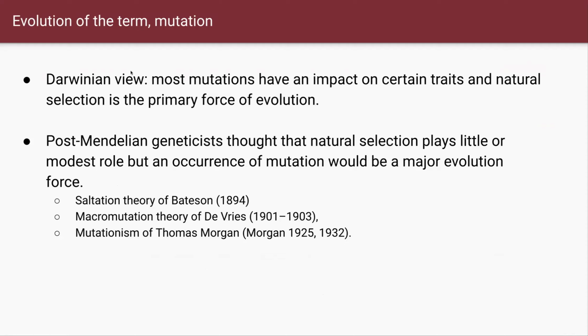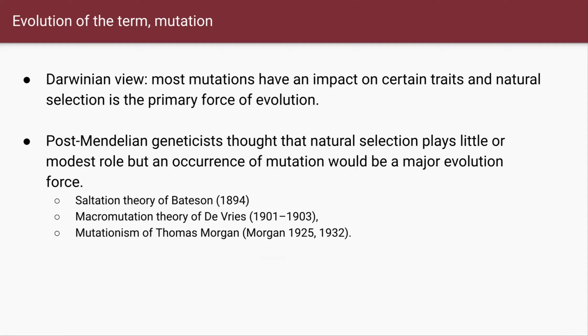And those Darwinians thought that mutations do something to the traits, but they believed that natural selection is the primary force of evolution. So whatever mutations can still have an impact on phenotype, given the large variance of traits in a population, natural selection probably swept out those variants in a certain population.